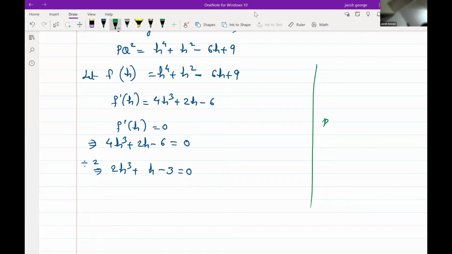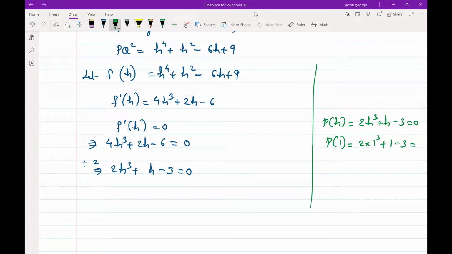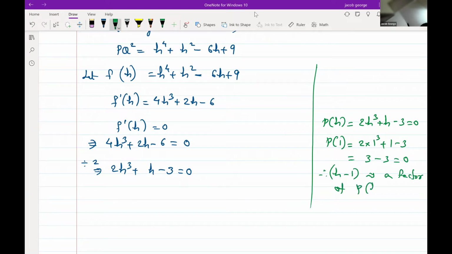If this is polynomial of h, this is the trial and error method of cubic polynomial factorization. If I substitute h as 1, will it be 0? Yes, sir. It is 0. So 3 minus 3 is equal to 0, right? So we got p of 1 is equal to 0. Therefore, h minus 1 is a factor of this p of h. You may remember this method, you have studied this in small classes.